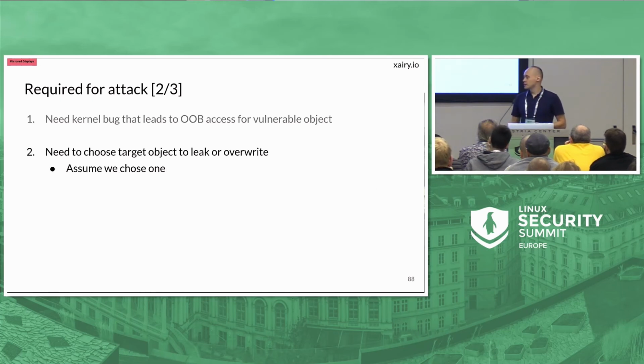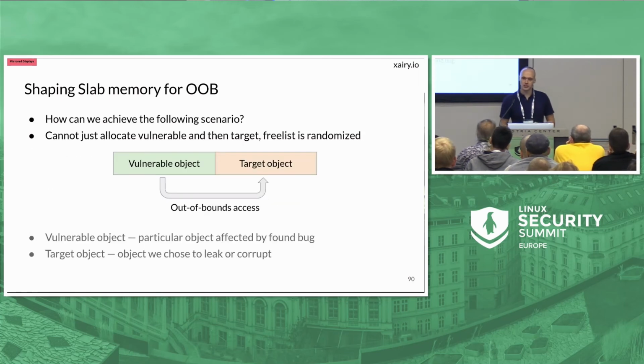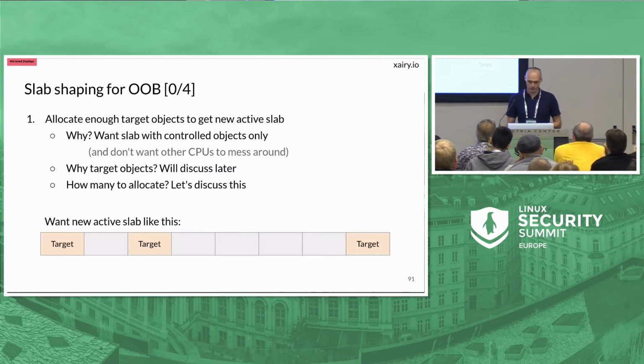And remember that for the attack, we also need other things. We need a target object. We assume that we have one. And this is the part we're going to discuss now: how to shape slab memory in such a way that the target object follows the vulnerable object in slab memory. So what can we do to achieve this? For now, I'm just going to explain the algorithm that we're going to follow, and then we're going to discuss why exactly it works.